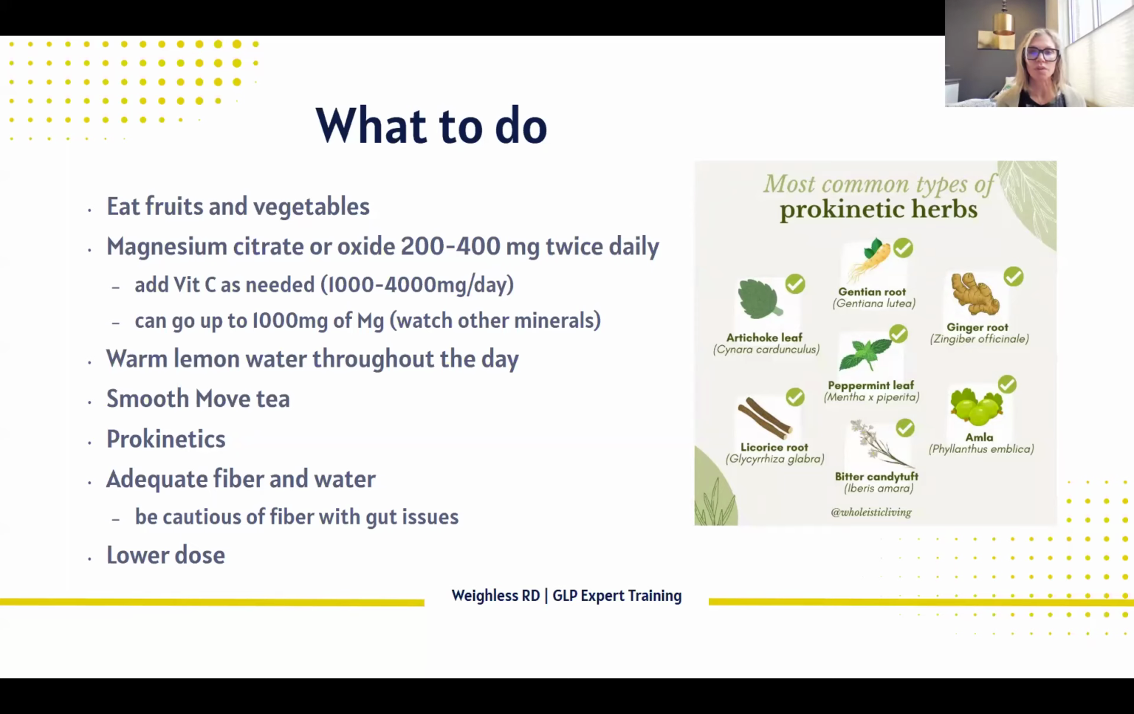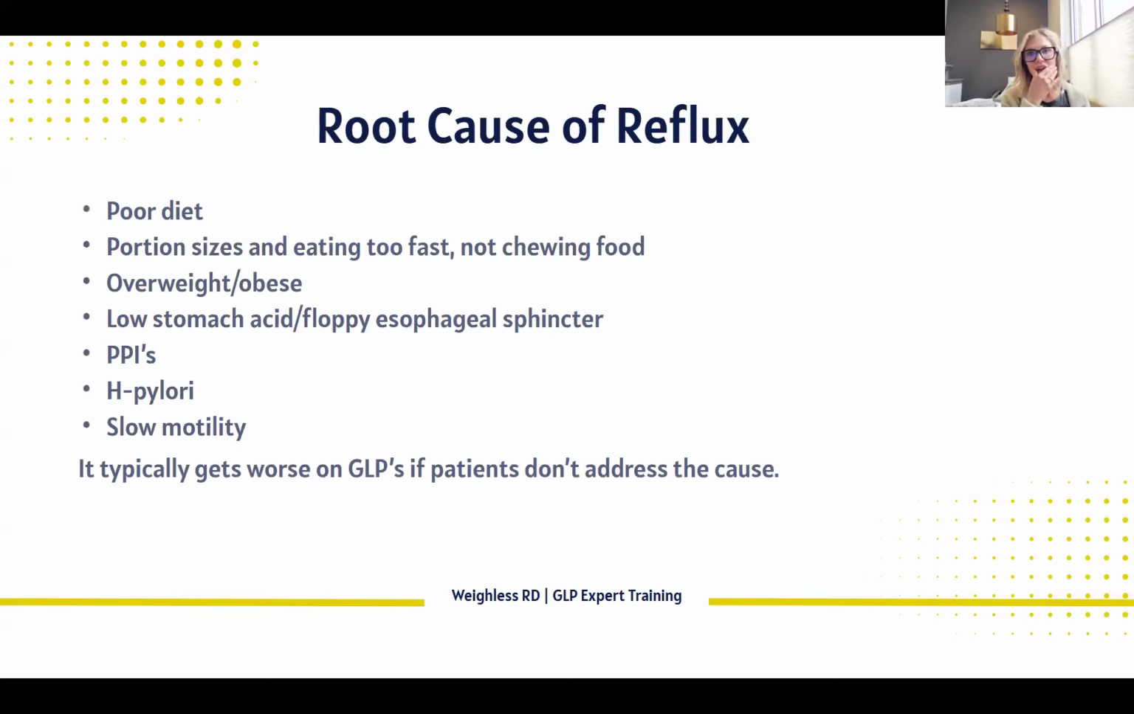And then one of the easiest things you can do when people are on GLPs is lower the dose, because if they have constipation, the higher the dose, the more constipation. Reflux, again, did the patient have reflux prior to starting? Look at their diet. Are they eating too fast? Are they not chewing their food? Being overweight or obese already puts stress on the body.